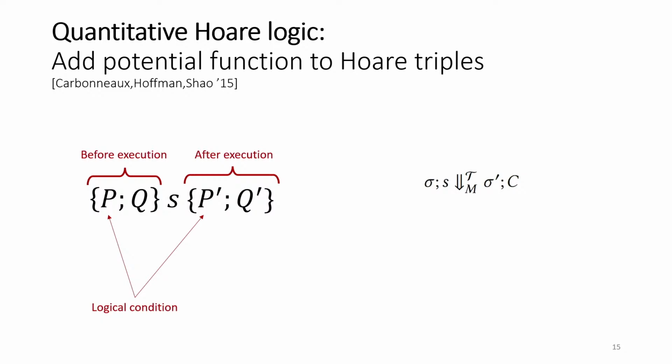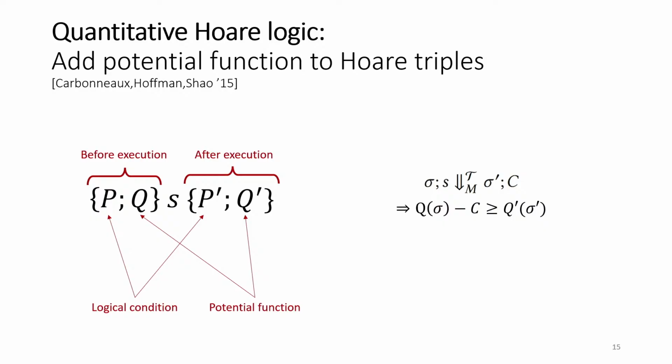In a quantitative Hoare logic, we also add a potential function before and after execution. And the soundness theorem for this is that, this is something we reason about statically, but if we actually evaluate the program using our cost semantics and get a cost C, that cost should be less than the difference between the starting and ending potential that's predicted by this quantitative Hoare logic. That's mostly taken from this 2015 paper.